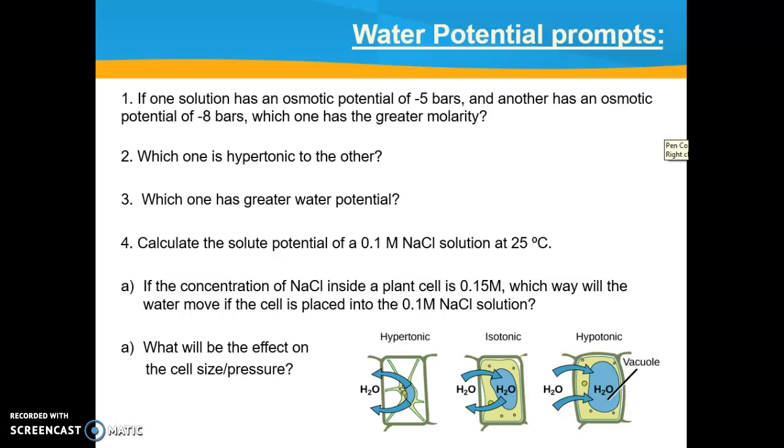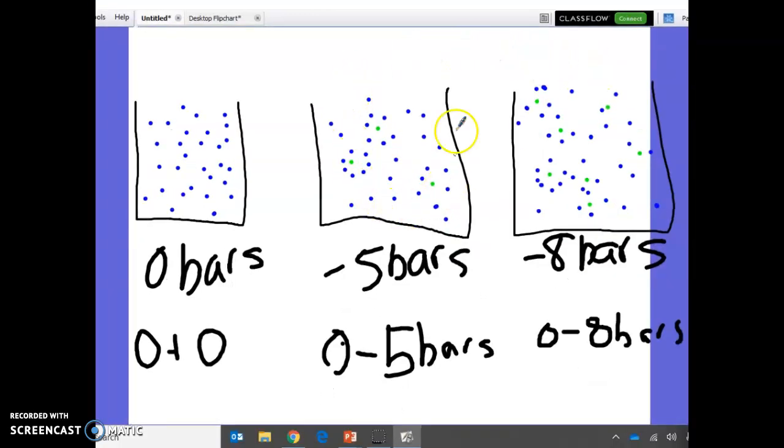Number 3, which one has the greater water potential? Now, be careful with this. We're dealing with negative numbers. We are comparing -5 to -8. Which one is the higher number? It should be -5, right? And going back to the science, this solution has a greater potential to go somewhere because there's more water molecules available. So that might be a helpful way to think about when you're talking about greater versus less water potential. Which one has more potential to move somewhere?